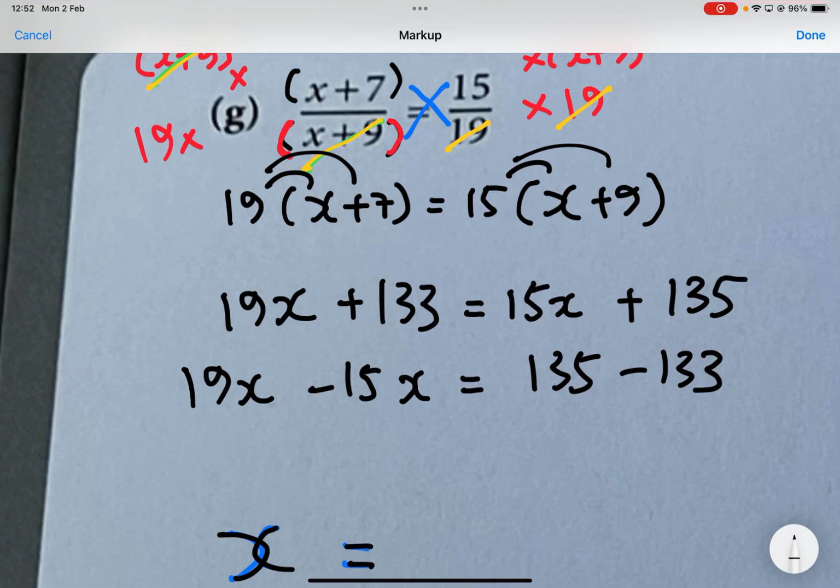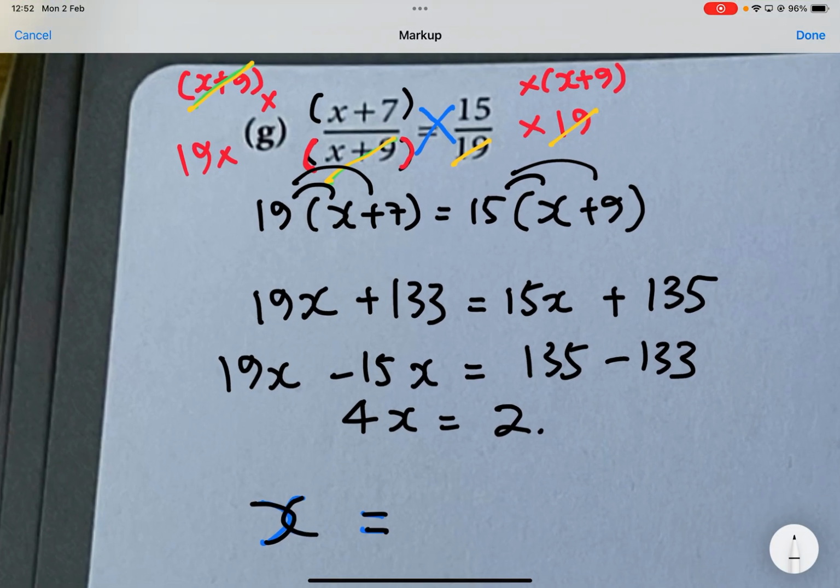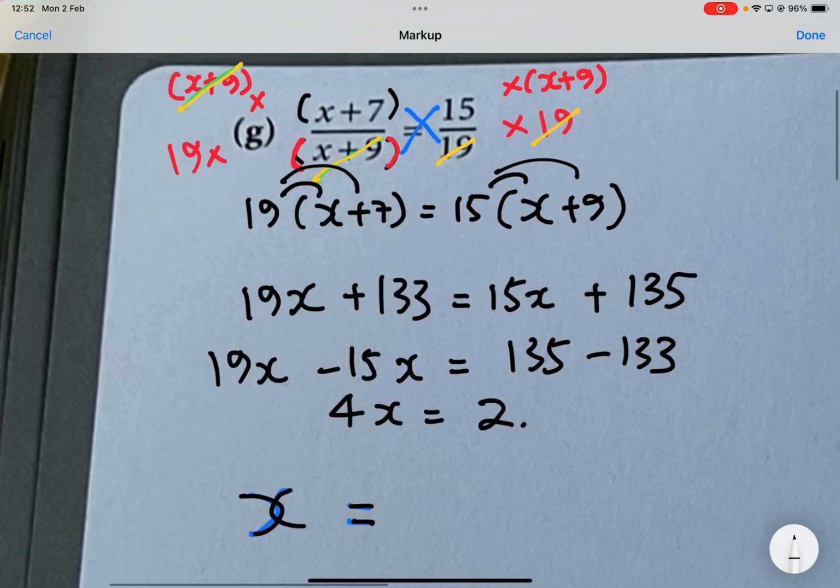Then I simplify. 4x equals to 2. Where do I get the what? My 15x is on the right. I want it to disappear from the right, so I need to minus it. When I minus something on the right, I need to minus the same thing on the left. That's why I purposely minus, to make it disappear. It will appear here as minus. Same, 133 will appear here as minus.